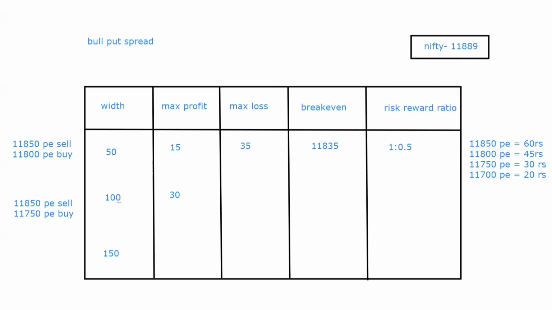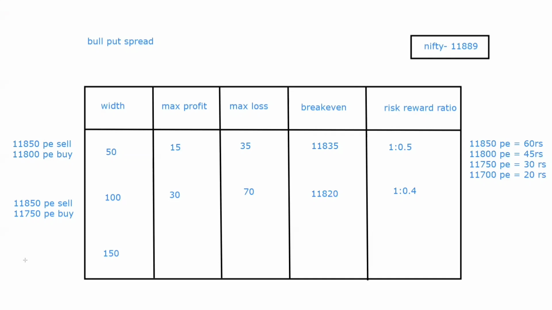And now the width of the spread is 100, that is the difference between the strikes: 11850 minus 11750 is 100. 100 minus 30 is 70, the maximum loss. Simple, right? And now the break even: higher strike minus the credit. Higher strike 11850, net credit 30. Hence the break even is 11820. Similarly, the risk reward is almost 1:0.4. For every 1 rupee of loss, you are getting 0.4 rupees of profit. Here also the same thing.